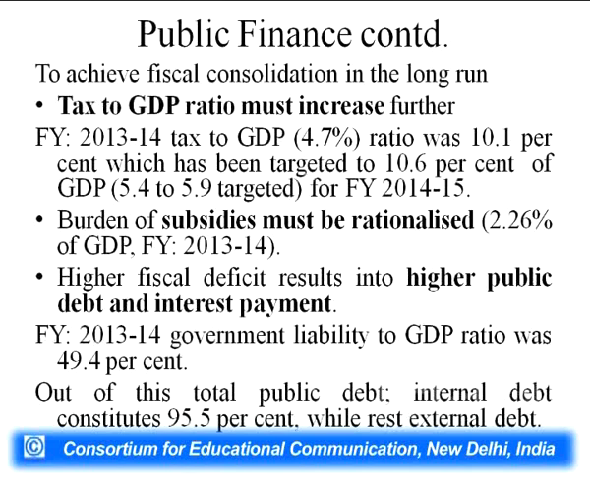Subsidies are nowadays 2.26% of GDP for the financial year 2013 and 14. As we have already discussed, a higher fiscal deficit results in higher public debt and interest payment. During the year 2013 and 14, the government liability to GDP ratio was 49.4%. Out of this total public debt, internal debt constitutes 95.5%, while the rest is accounted for by external debt. It means that of whatever borrowing is done by the Government of India, the lion's share, 95.5%, is borrowed domestically, and for this the Government of India has to pay interest, which is an important component of the fiscal deficit.